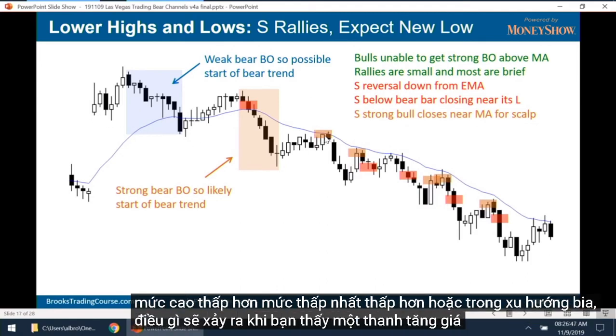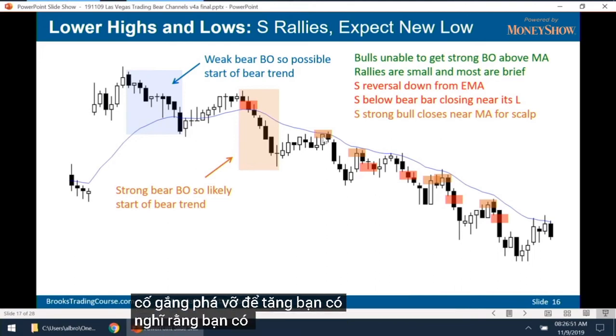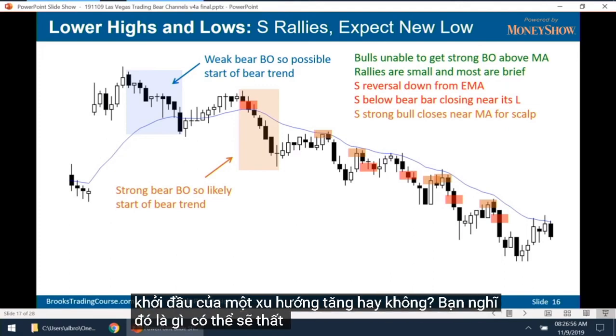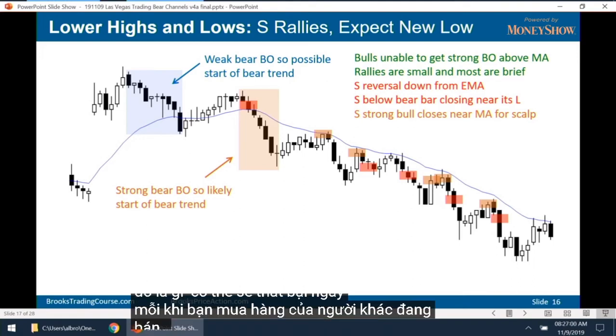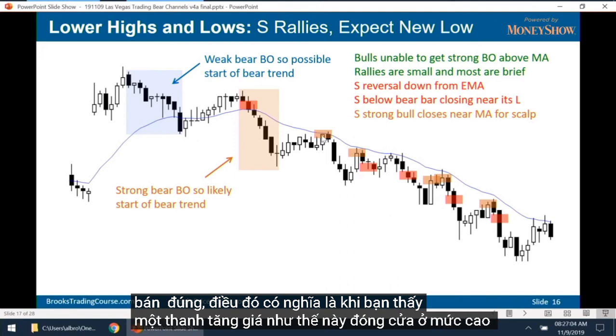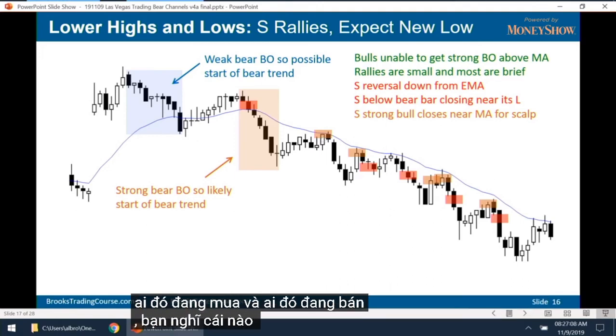What happens when you see a bull bar trying to break to the upside? Do you think that bull bar is the start of a bull trend? Or do you think it's probably going to fail? Right? Every time you buy, somebody else is selling, right? So that means when you see a bull bar like this, closing on its high, somebody's buying and somebody's selling. Which one do you think is going to make money? The bear's going to make money.